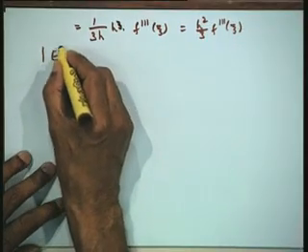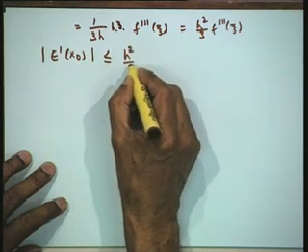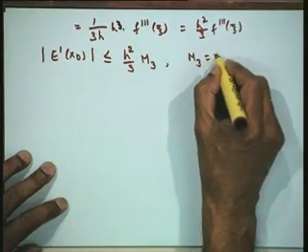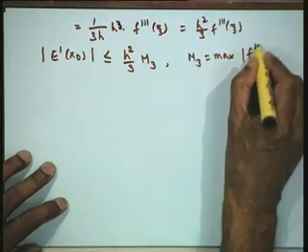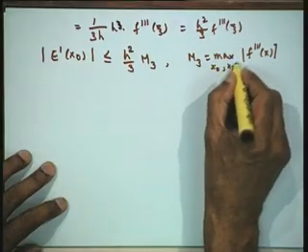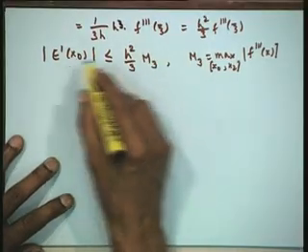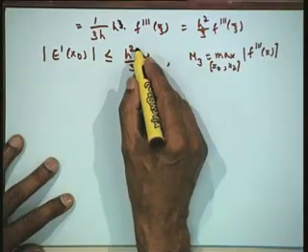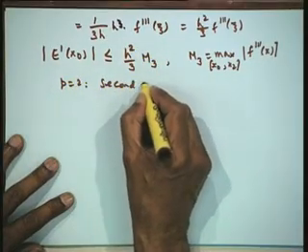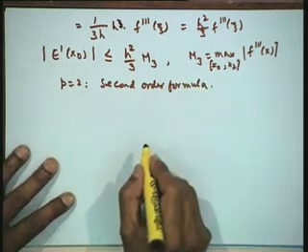Therefore, the magnitude is less than or equal to h squared by 3 M 3, where we have written M 3 as the maximum of f triple dash of x in the given interval x naught to x 2. Now, you can see error is of the order of h to the power of p, where p is equal to 2. Therefore, this is a second order formula that we have obtained.